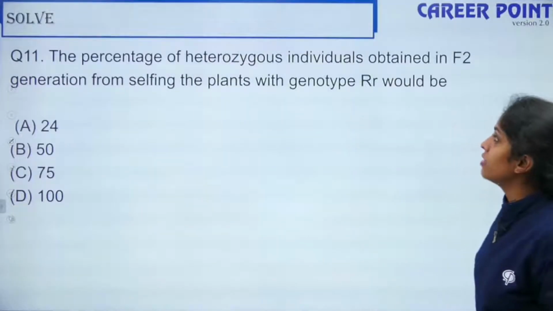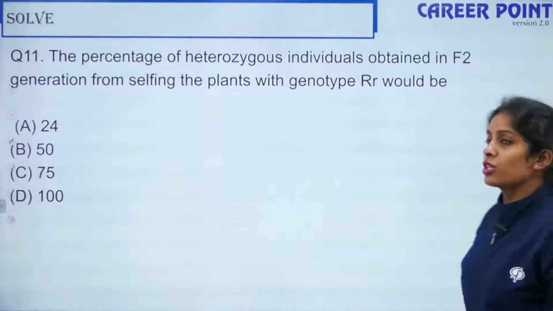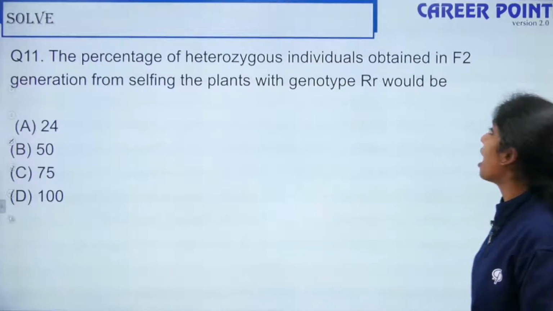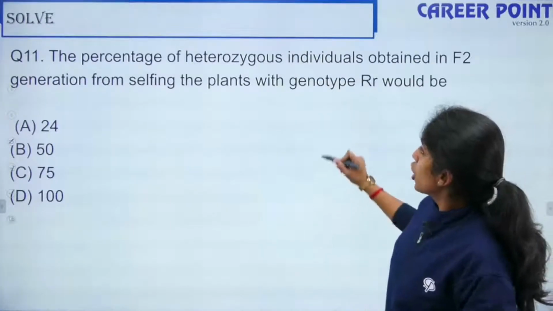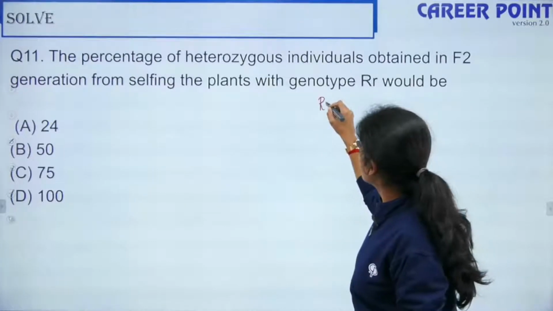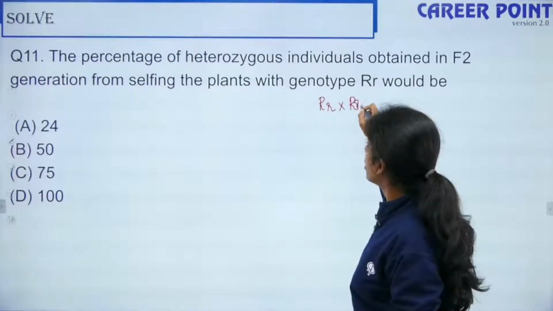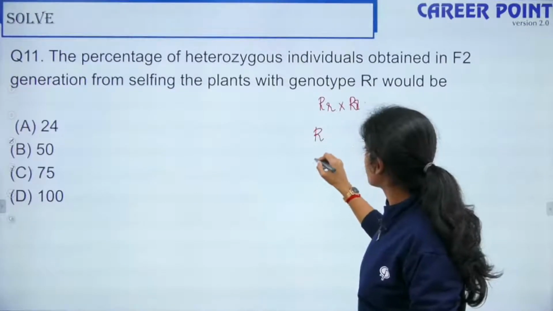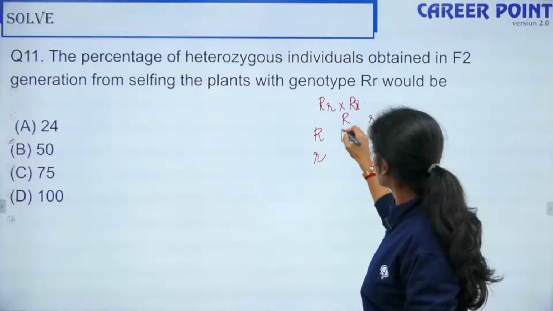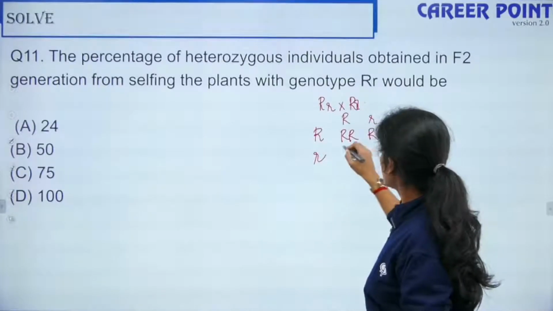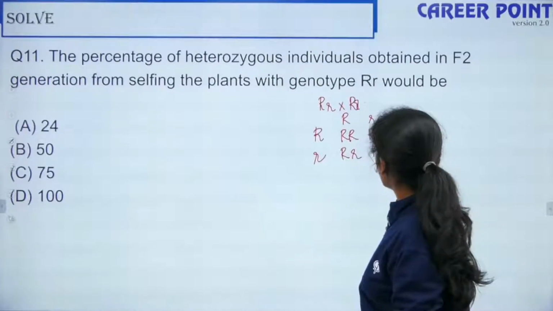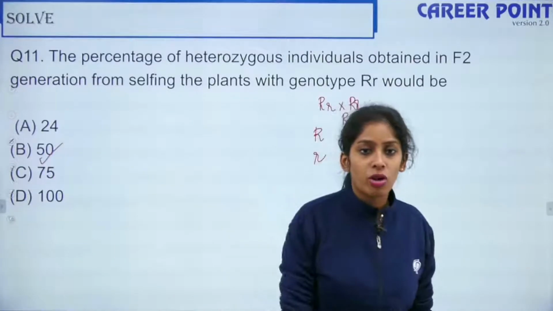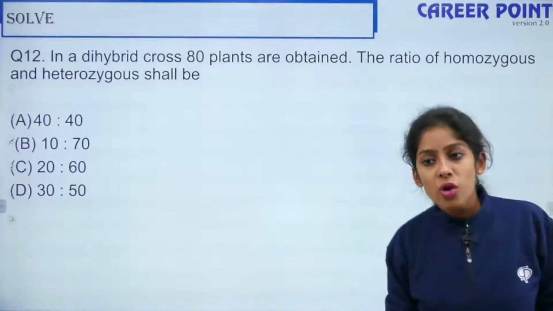Right? So question 11, the percentage of heterozygous individuals obtained in the F2 generation from the selfing of plants with the genotype RR would be. So selfing of plants, so if you self these two, percentage of heterozygous that you will get will be 75. Sorry, it will be 50. So this is 25, 25, these two are 50. So heterozygous is capital R, small r. So here it is option B. So we move on to question 12.